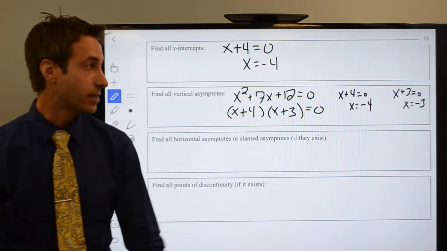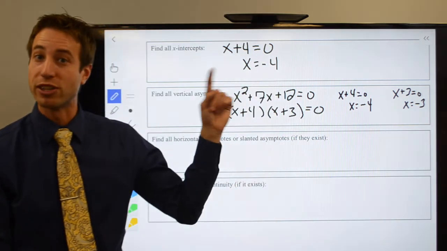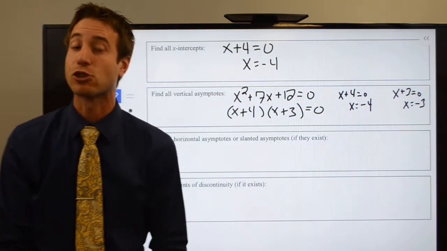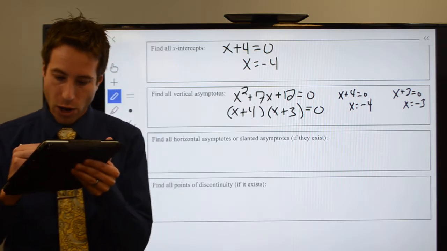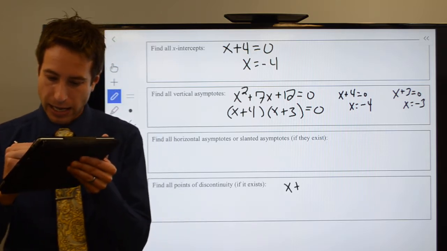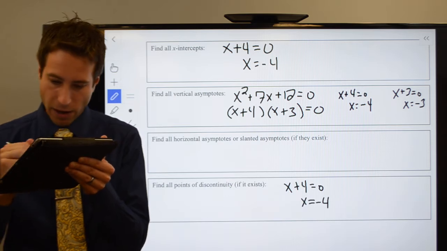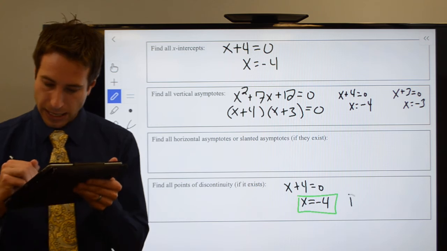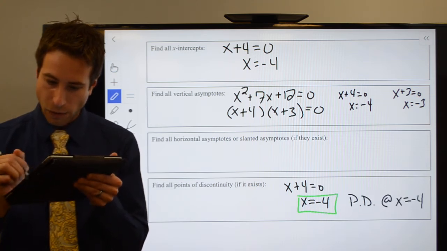All right, we saw this on the previous page of the notes. When the same value shows up in both the x-intercept and the vertical asymptote, it is actually neither. And we now know I have a hole in the graph. We have point discontinuity at x plus 4 equals 0, which means x is equal to negative 4. I have point discontinuity. PD at x equals negative 4.